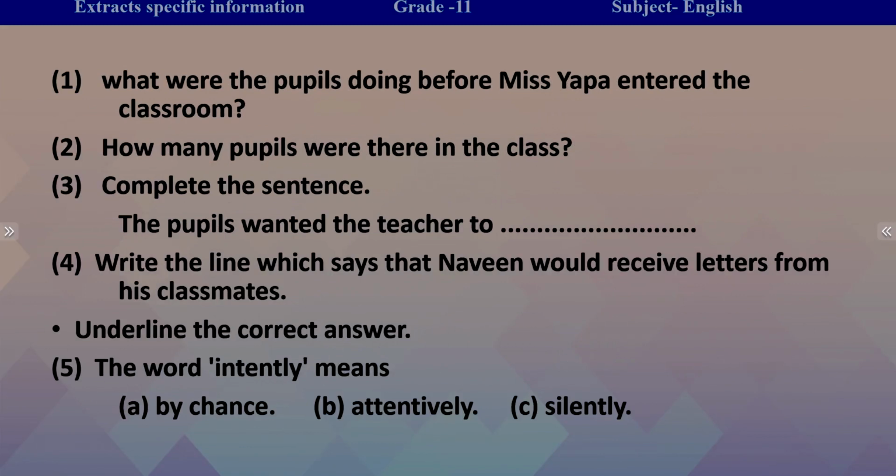Can you take them down? What were the pupils doing before Miss Yapa entered the classroom? How many pupils were there in the class? There you have to complete the sentence. The pupils wanted the teacher to, maybe teacher to do something. Write the line which says that Naveen would receive letters from his classmates.